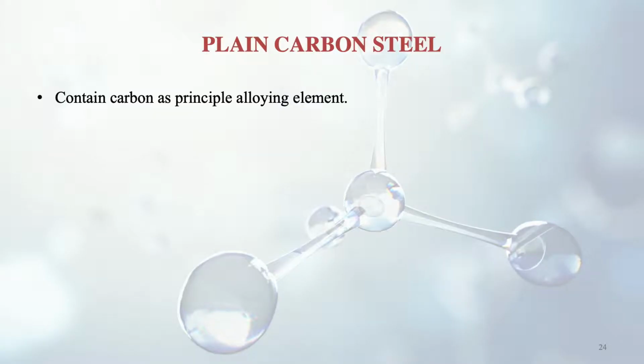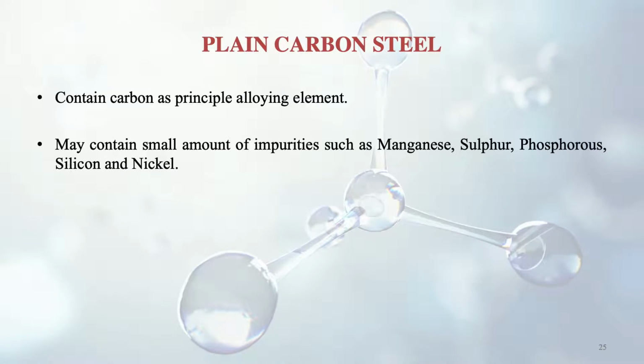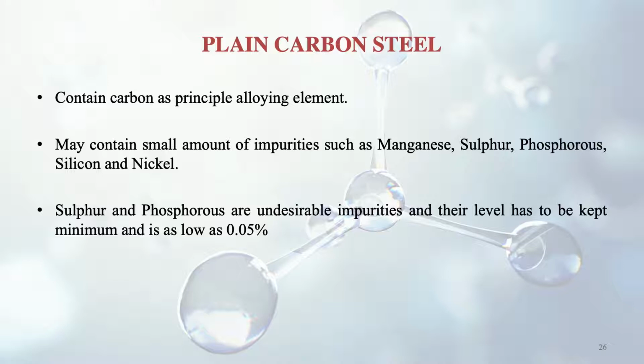Now we discuss plain carbon steel, what it is. It contains carbon as the principal alloying element. That's why its name is also plain carbon steel. And it may contain a small amount of impurities such as manganese, sulfur, phosphorus, silicon and nickel. Out of these, phosphorus and sulfur have adverse effects, so they have to be kept to a minimum, as low as about 0.05%.